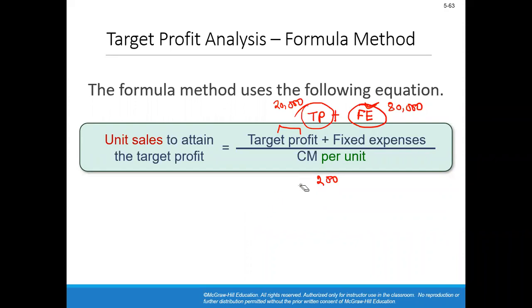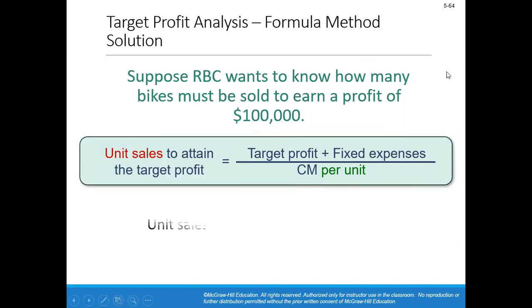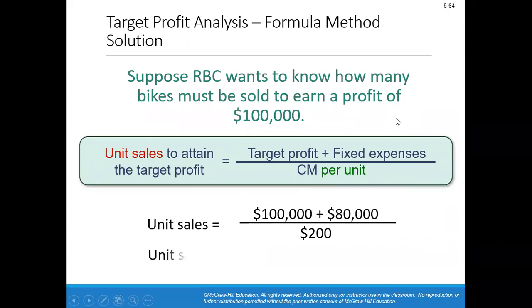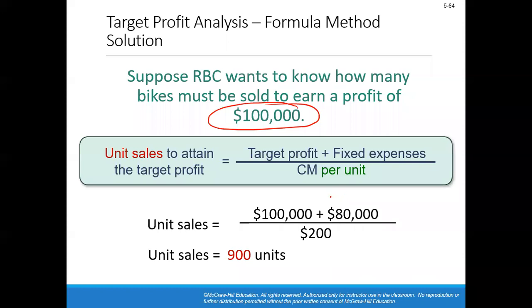Okay, so let's apply it for the given case here. The RBC management wants to have a profit of this amount. 100,000 is a big amount. In addition, you see that this is our target profit. And what can we do? We can add it to the fixed expenses 80,000, and we can divide the numerator by 200, and we will get our unit sales equal to 900 units. That's the calculation we used in the previous slide.